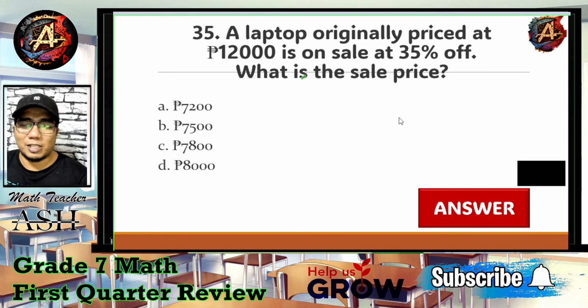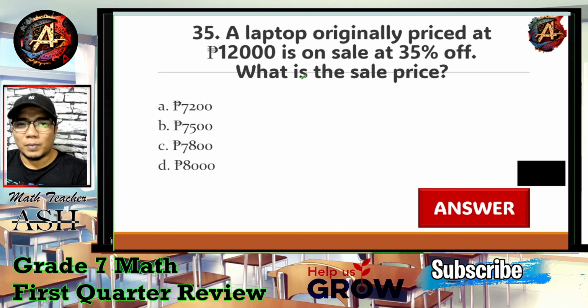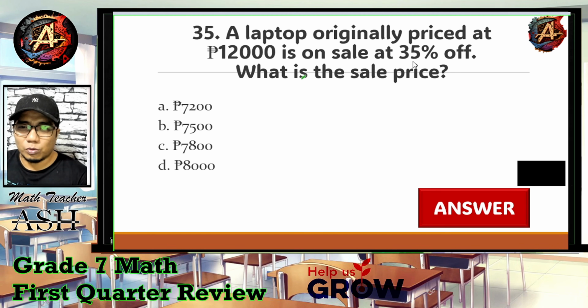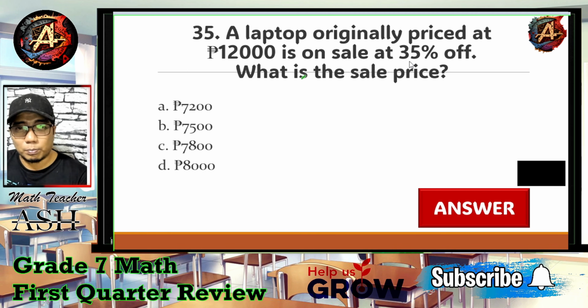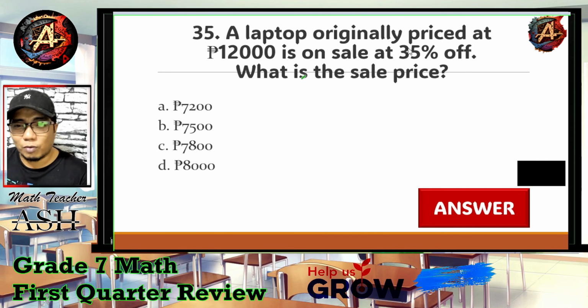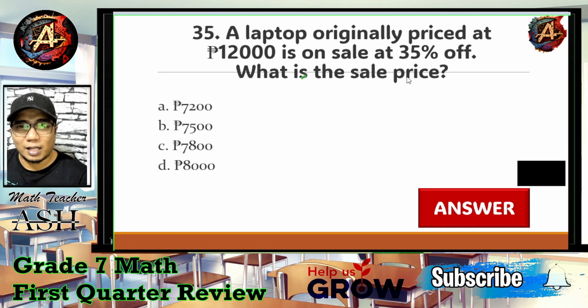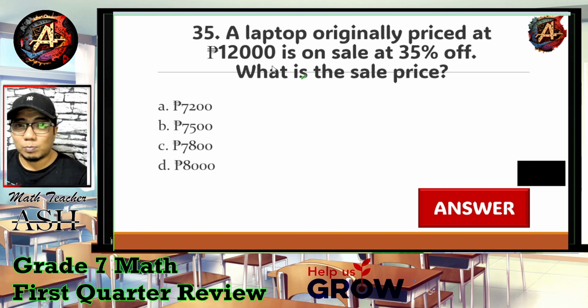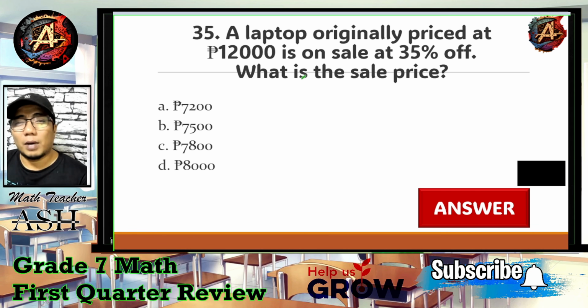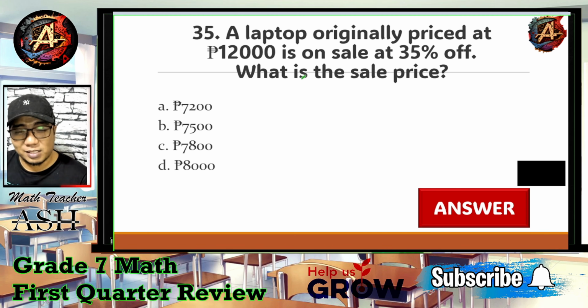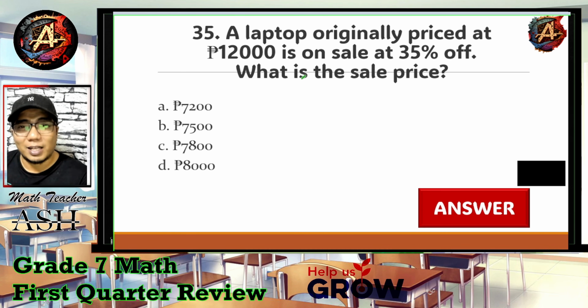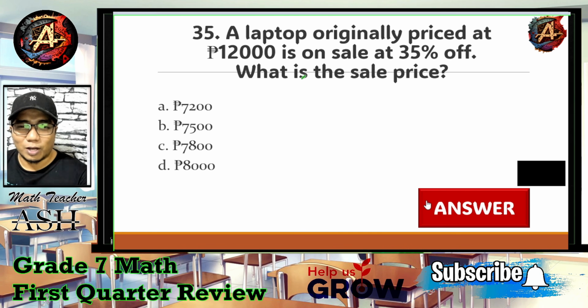Okay, my dear math learners, this is also the same as what we had earlier. The technique here is to know what percentage of the 100% you will pay if you have a 35% discount. 100% minus 35% is 65%. So you will still be paying 65% of the 12,000. You just multiply 12,000 by 0.65 or 65 hundredths. And I think the answer for that one is letter C, 7,800. Okay, let's check whether we are correct.